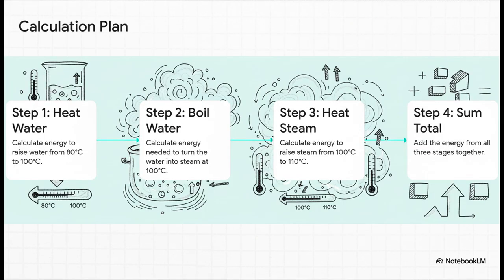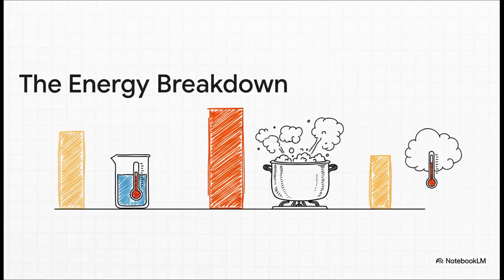Step 1. We'll use the specific heat capacity of water to figure out the energy needed to get it from 80 up to the boiling point of 100 degrees. Step 2, we use the latent heat of vaporization to find the energy needed to boil all of it. Step 3, we'll use the specific heat capacity of steam to heat it up that last little bit from 100 to 110. And finally, step 4, we just add them all up. All right, let's crunch the numbers.